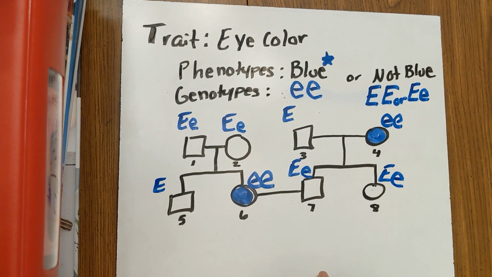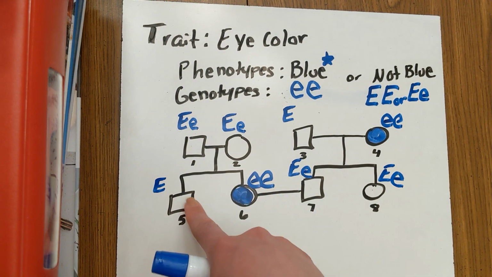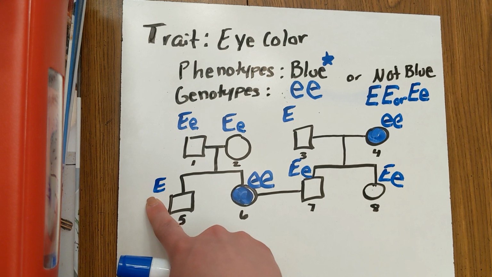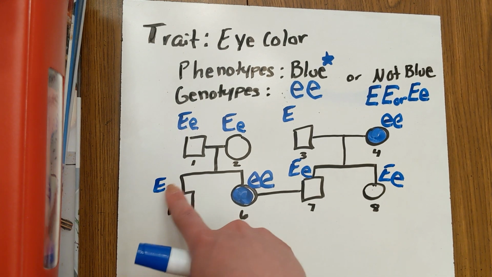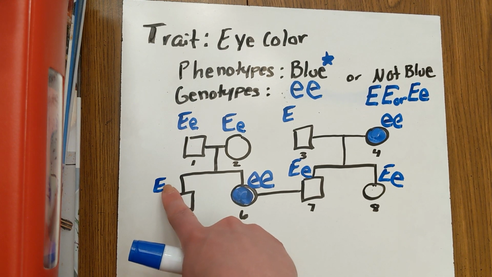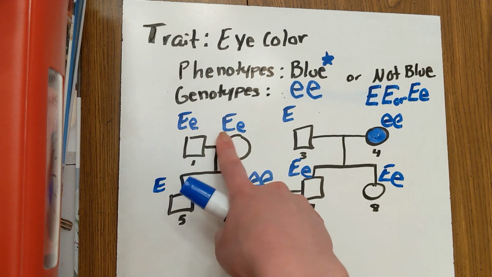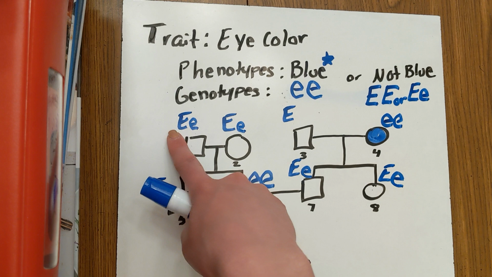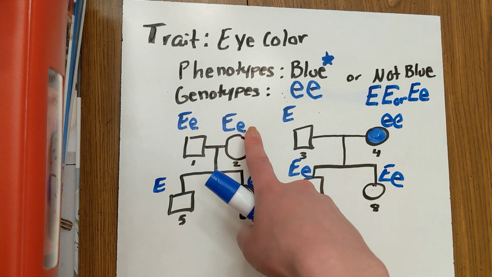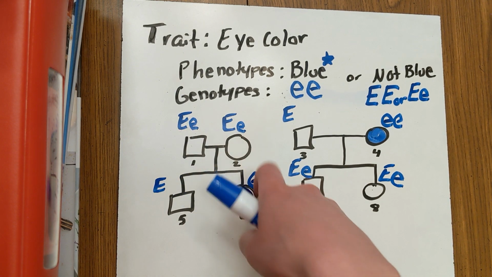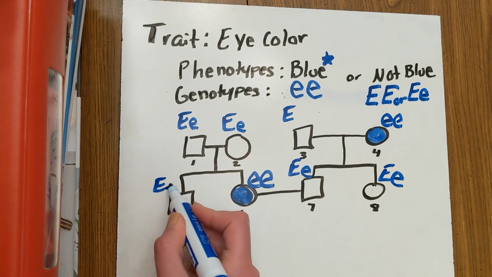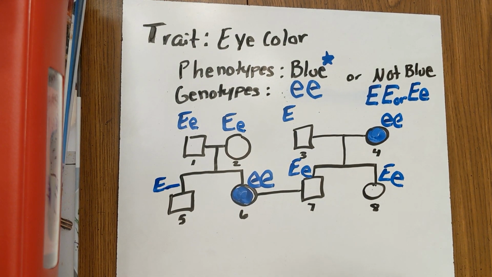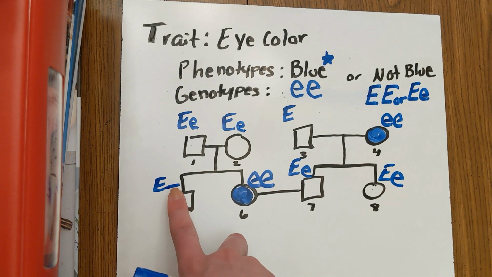The interesting people on this tree are 3 and 5. For number 5, we know for sure he is a big E because he has not blue eyes, but we don't know what his other allele is. We don't know if mom and dad could have both given a big E, or one parent could have given a big and the other could have given a little. Since we don't know, we just put a dash. A dash tells us we know they have a gene, we just don't know what it is yet.